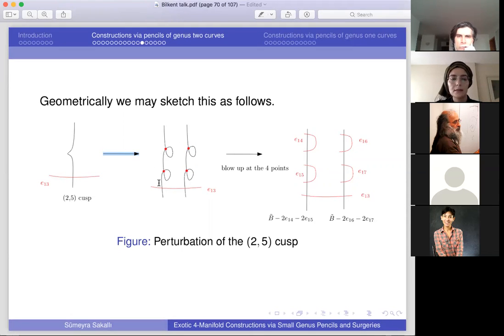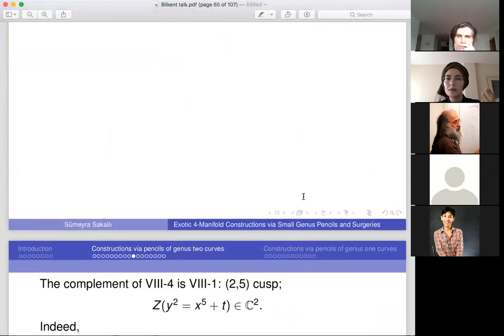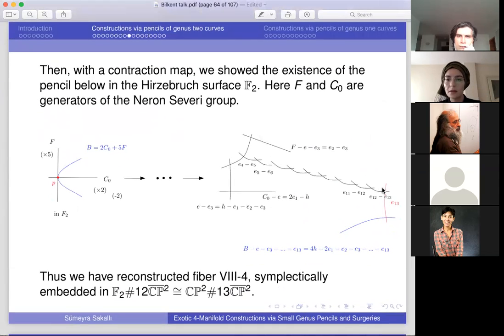And next, at these 4 points, I'm blowing up, and we do blow-ups, and we obtain this configuration. These are all spheres. And here we should note that this is our section, E13. It hits these 2 spheres. And above, remember, it was also hitting my other singularity. So it is the same section that I'm talking about. And it also hits this long chain of spheres. And then I combine them all together.